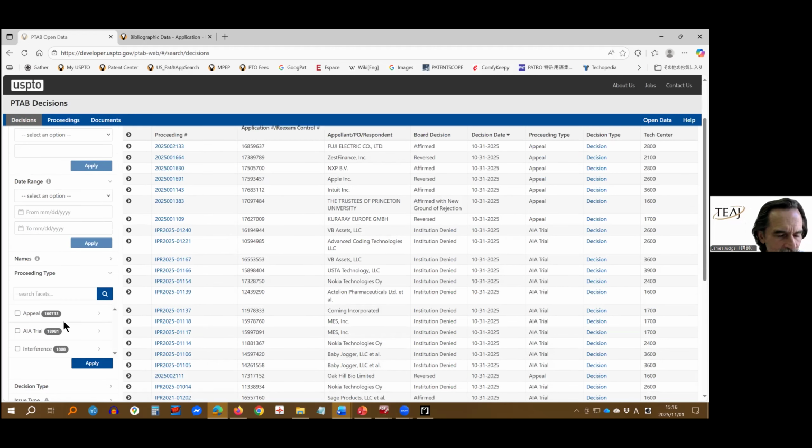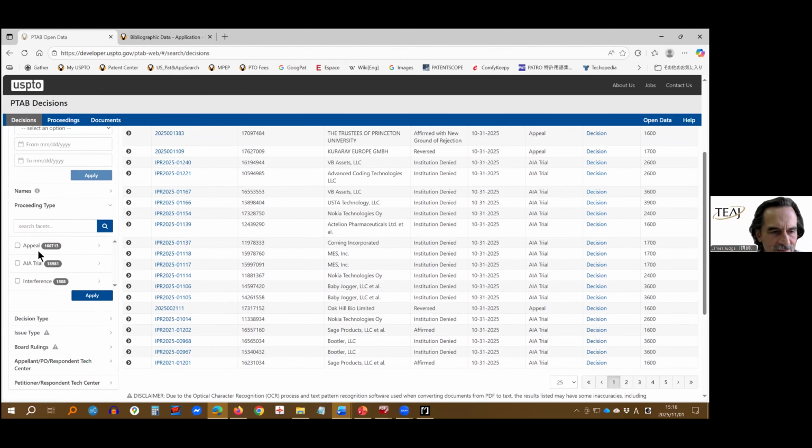And if you can see here, you can sort by appeals and trials. AIA just refers to the 2012 law that established the trial system. Interference, I won't talk about that, but that was before 2012, before the US changed from first to invent to first to file. These interference proceedings were when there was an issue about who invented something first. And that was kind of a between two parties type of proceeding.